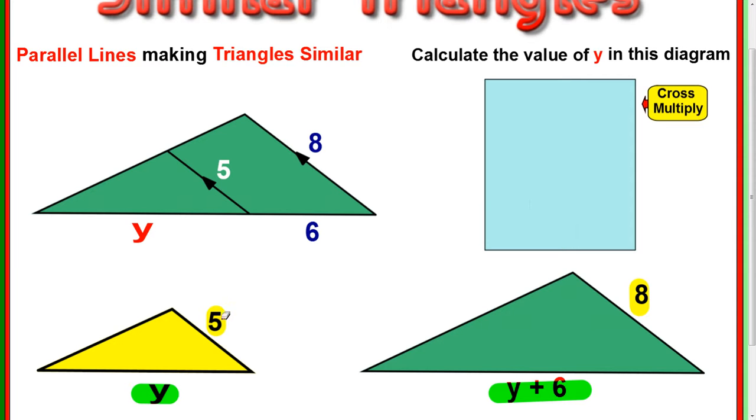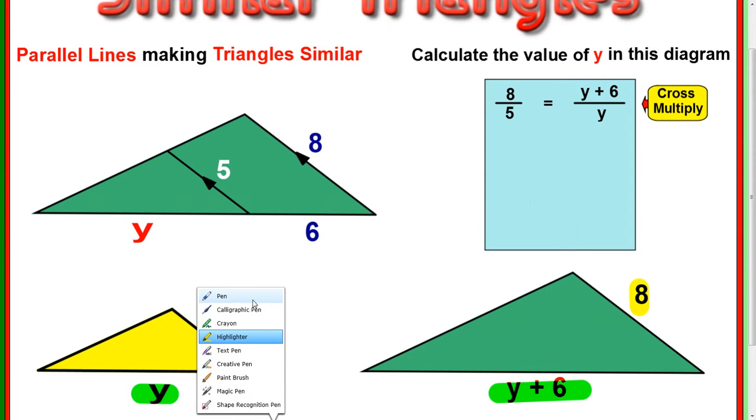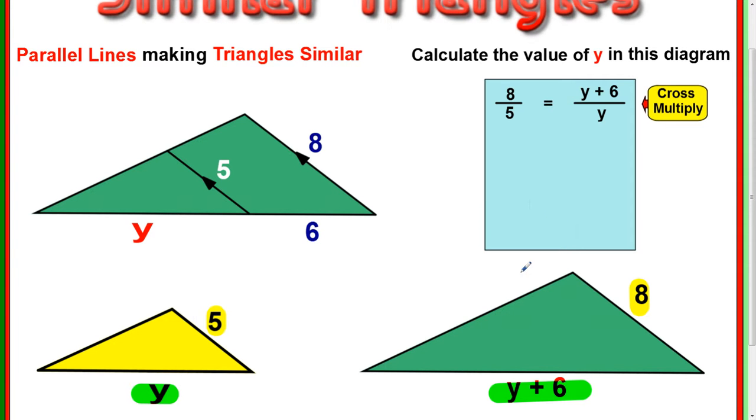8 divided by 5 is the same as that divided by that, so we'll write that out. 8 divided by 5 is equal to y plus 6 divided by y. And that looks complicated. There is a trick to sort it, it's called cross multiplying. Now when you're cross multiplying, you can do two things at once.